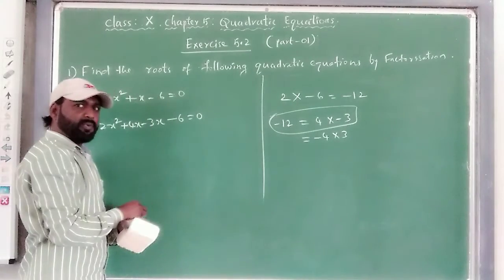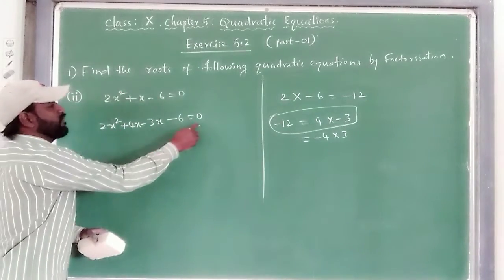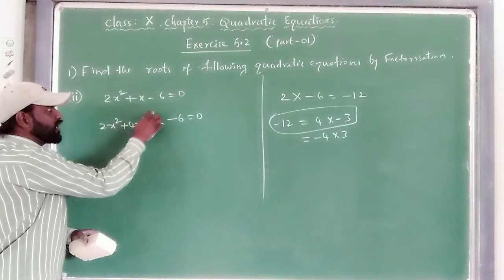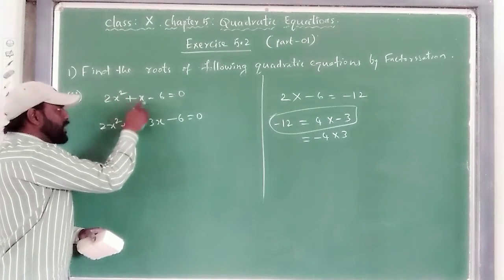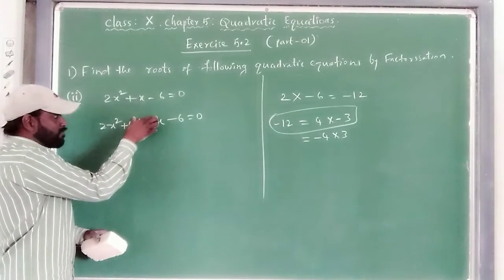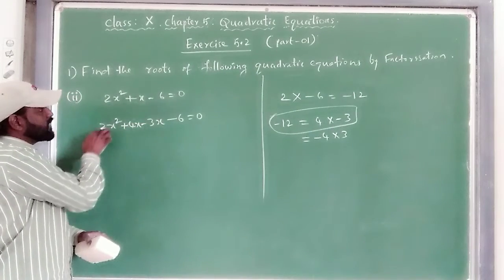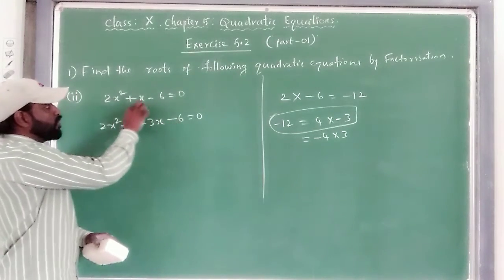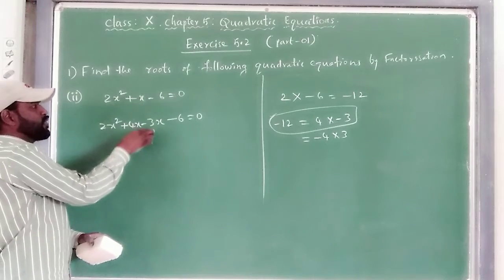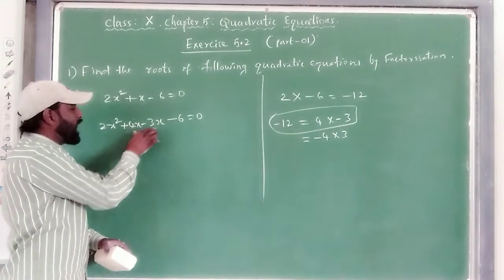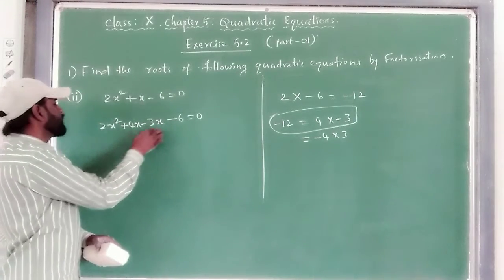Both combinations should be worked out. Here we have split the first term, that means we are writing the middle term as the sum of or the difference of any two different terms. First term as it is, last term as it is. Only the middle term we are splitting as 4x minus 3x.